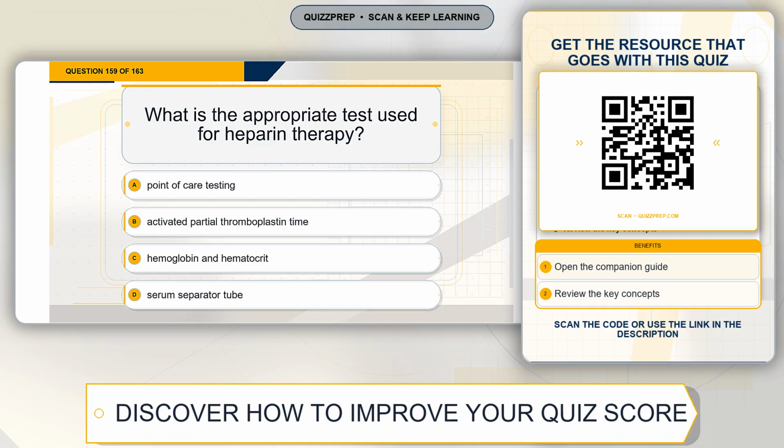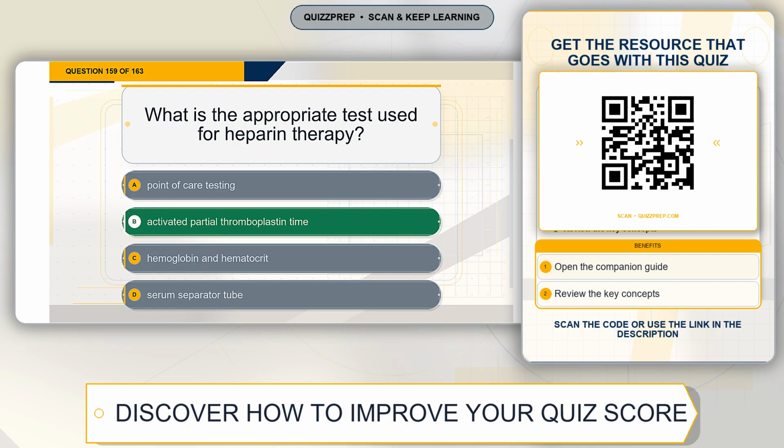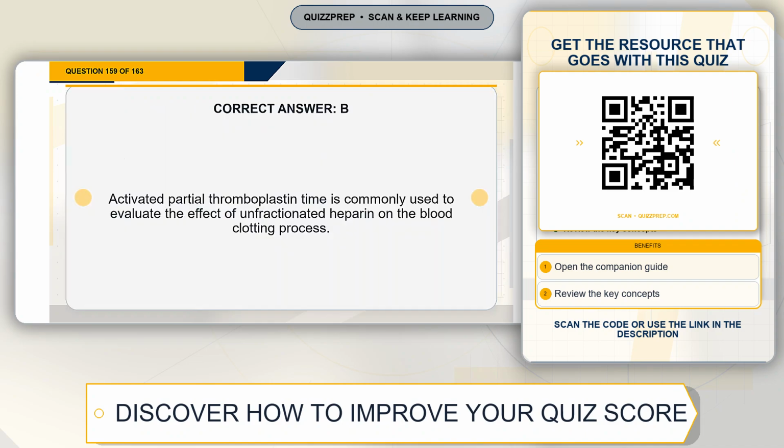Question 159. What is the appropriate test used for heparin therapy? Option A, point-of-care testing. Option B, activated partial thromboplastin time. Option C, hemoglobin and hematocrit. Option D, serum separator tube. The correct answer is option B, activated partial thromboplastin time. Explanation. Activated partial thromboplastin time is commonly used to evaluate the effect of unfractionated heparin on the blood clotting process.